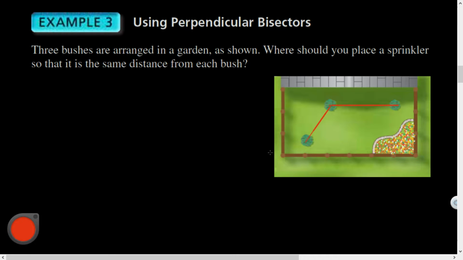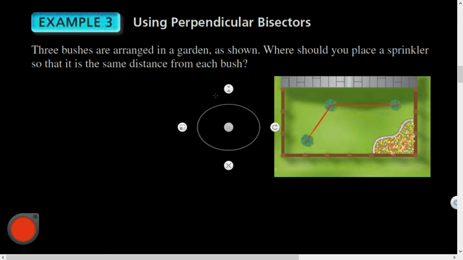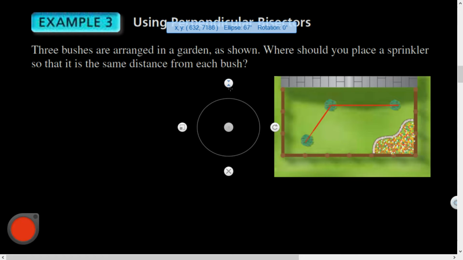Let's see. My circle tool is going to be an ellipse. How embarrassing. Nah, it doesn't matter. We don't care about flowers.